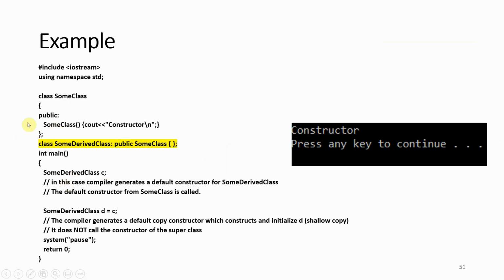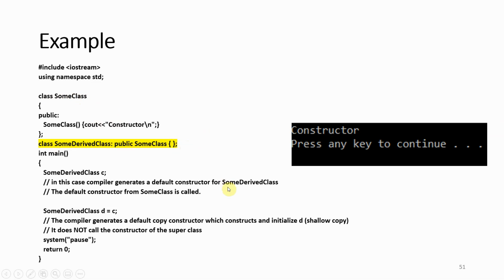In this one, we don't have a copy constructor explicitly here. We have some derived class C, so this is going to call the default constructor of the derived class. We don't have it, so it's going to generate it, and it's going to call the copy constructor of the base class, so it's going to print constructor. Then over here again, it's going to call the copy constructor of class D. We don't have it in the derived class, so it's going to create one, and by default it's going to call the copy constructor of the base class, which is named some class, right? So that's why nothing is printed here.